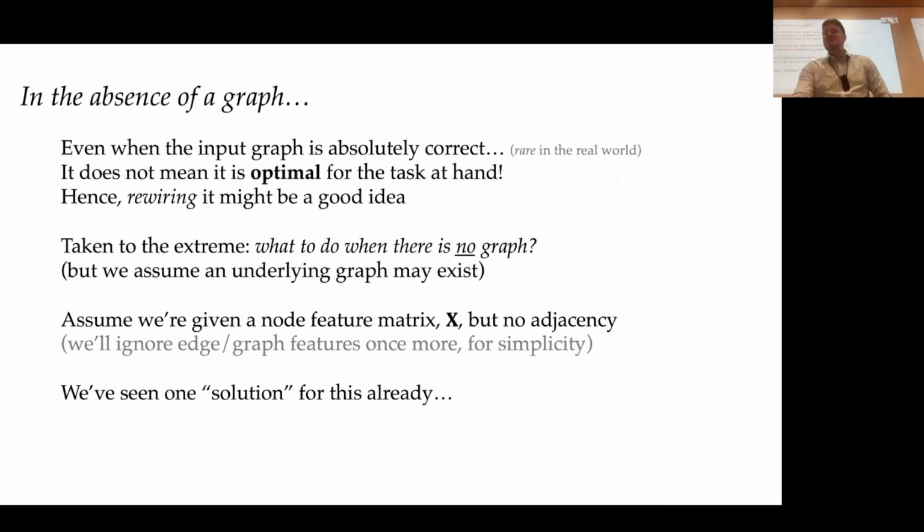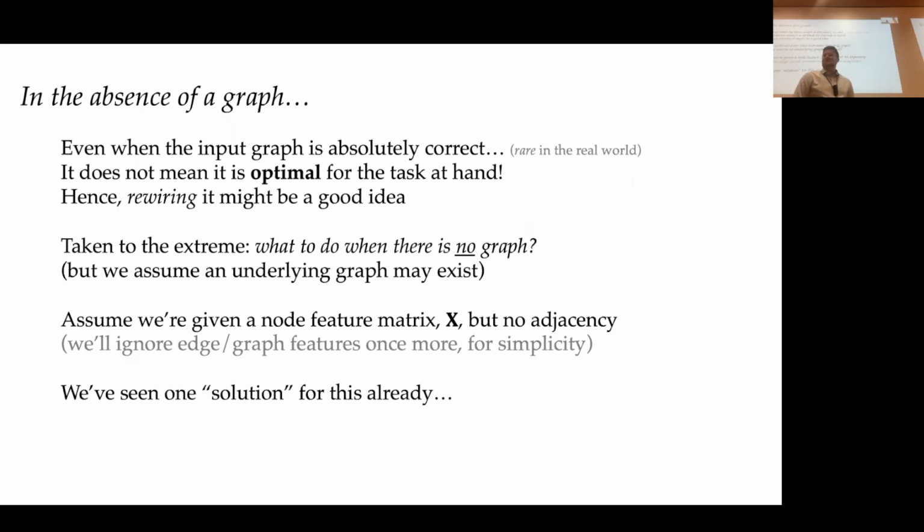Okay. So in general, even if you have a good graph, rewiring it for the task at hand might be a good thing to do. That's just a general thing I want to impart on you. But what I want to do in this particular part of the talk is take this to the extreme. What if there is no graph whatsoever, but being scientists, we assume that an underlying graph might exist, right? So what this means mathematically is I've given you a node feature matrix X, but there is no adjacency structure. There might also be edge and graph features as before, but I'll ignore them just to keep things simple, okay?